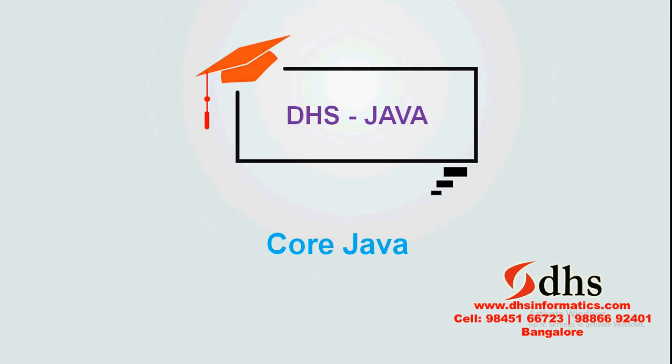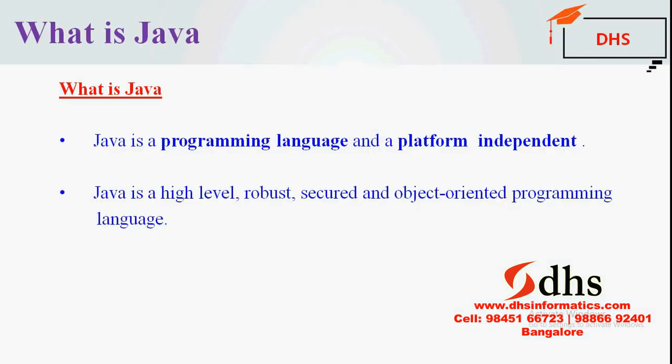In this session, I am going to cover core Java concepts. What is Java? Java is a programming language and it is platform independent. Irrespective of the platform, the bytecodes generated can run on any JVM. The output of the bytecode run on any JVM will be the same. Hence, Java is called platform independent.